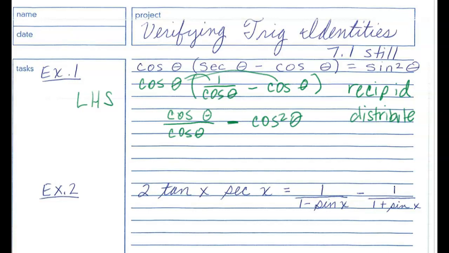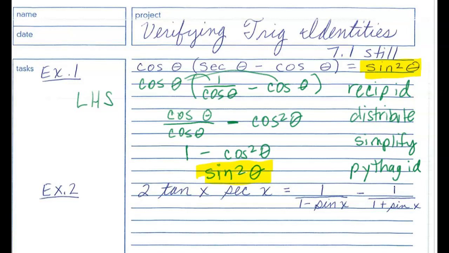What do I know about cosine over cosine? It's simply 1. So now I have 1 minus cosine squared theta. And if you look at your trig ID sheet, one of your Pythagorean identities says that 1 minus cosine squared is sine squared theta. Okay? So like I said, this is where we were going because we worked the left-hand side and we got there.